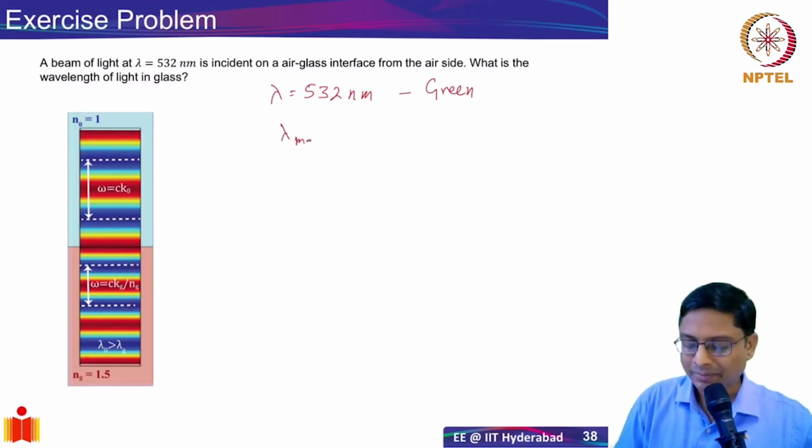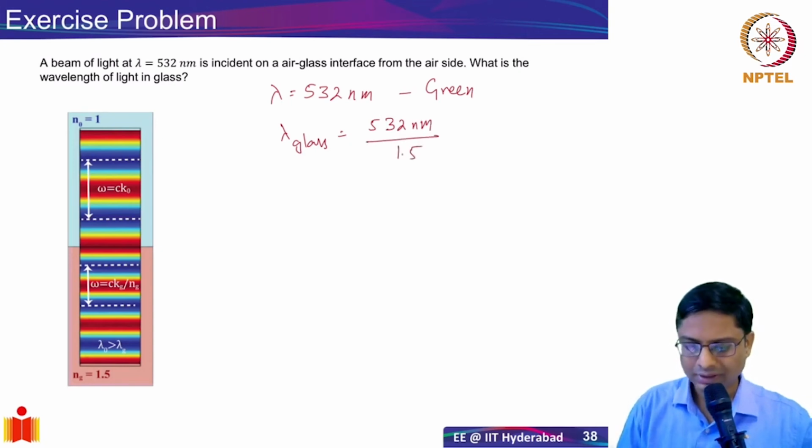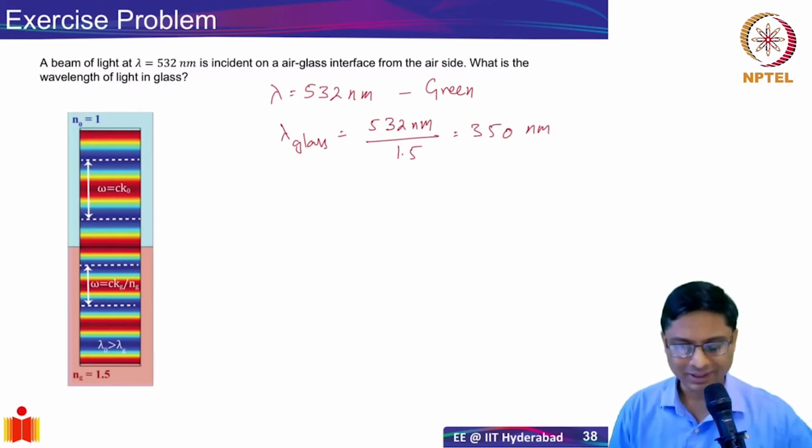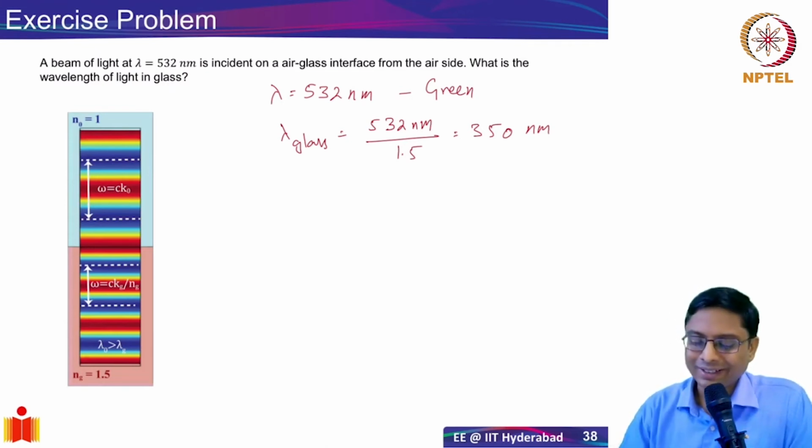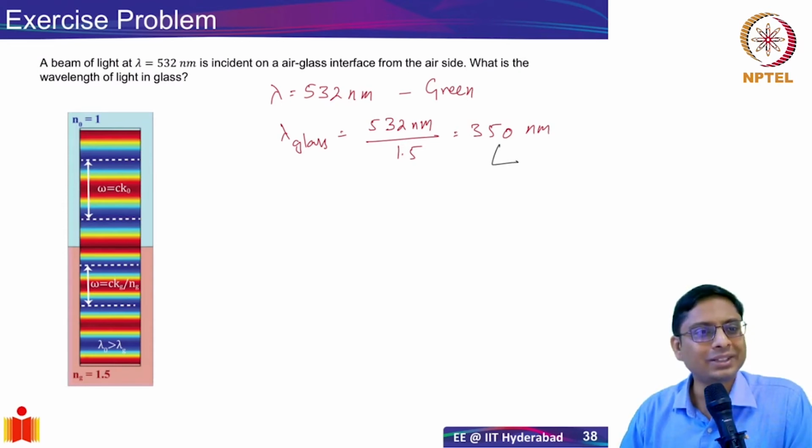So lambda in the medium, let's call it glass, is simply 532 nanometers divided by 1.5, and I think this will turn out to be roughly 350 nanometers. 350 into 3, well, something around that. So what does it mean? The wavelength is changing. If you look back, you would have seen that 532 is green and 350 will be roughly in the violet range.